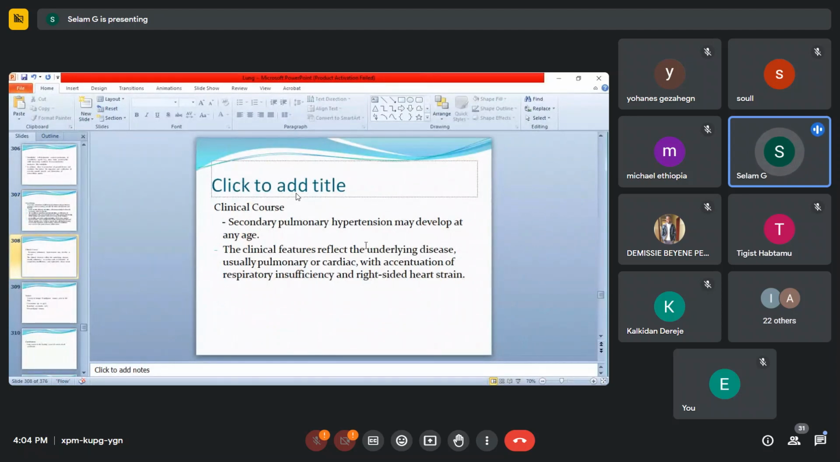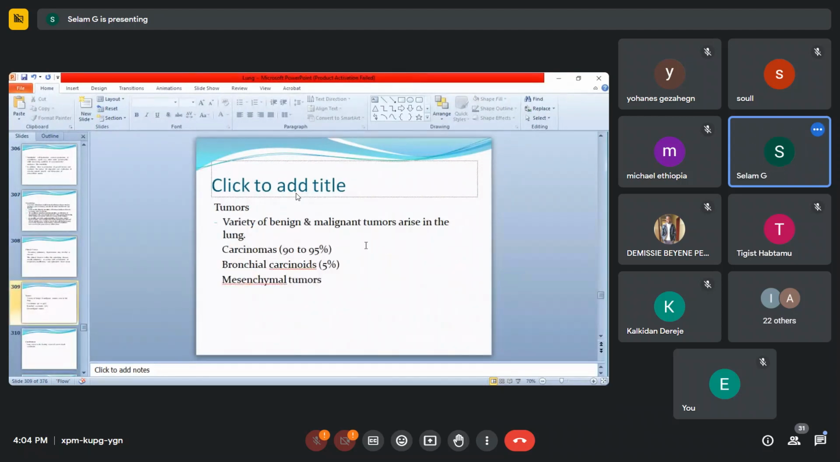Clinical course: secondary pulmonary hypertension may develop at any age if there is an instigating factor in the heart or the lung. The clinical features reflect the underlying disease. So if the patient has chronic asthma or heart failure and the like, you see that before you diagnose pulmonary hypertension. Respiratory insufficiency and right-sided heart strain will follow.